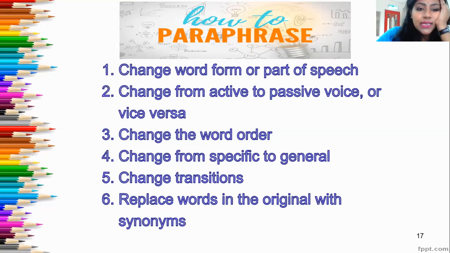Okay, and you can change from active to passive voice, or from passive to active voice. Changing the word order can also be another paraphrasing skill. And then you can change from a specific idea to a general idea, and you can always change the transitions. If you're giving a contradictory idea, you put in contrast, but maybe you can change it to in addition, by changing the overall words without changing the context. And obviously the easiest way to paraphrase is using synonyms.